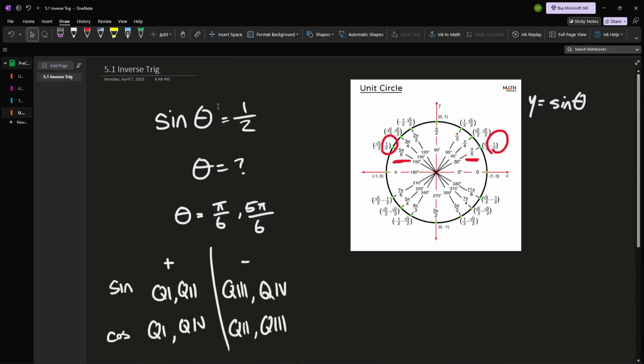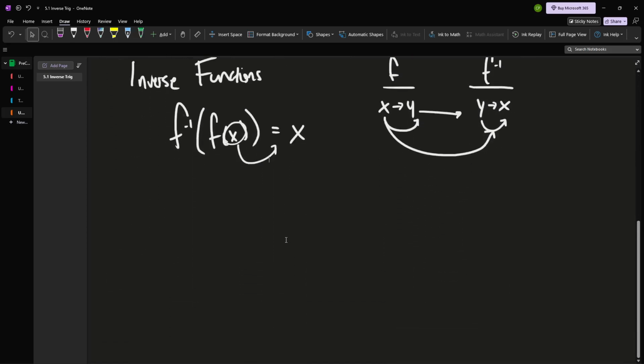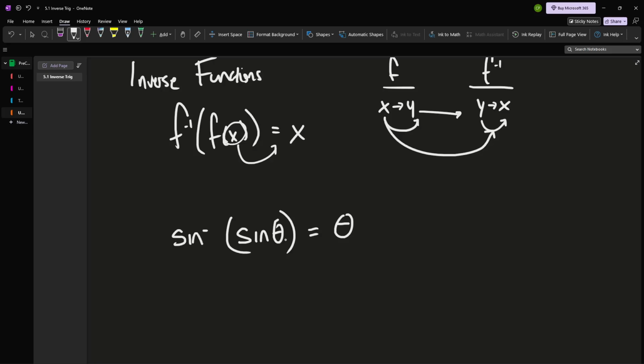We now apply this onto our trig function, where if I applied the inverse onto sine of theta, I must get theta. And the inverse of sine is actually just, you write sine and put the -1 power, just like the inverse. The inverse sine onto sine theta gives me theta.